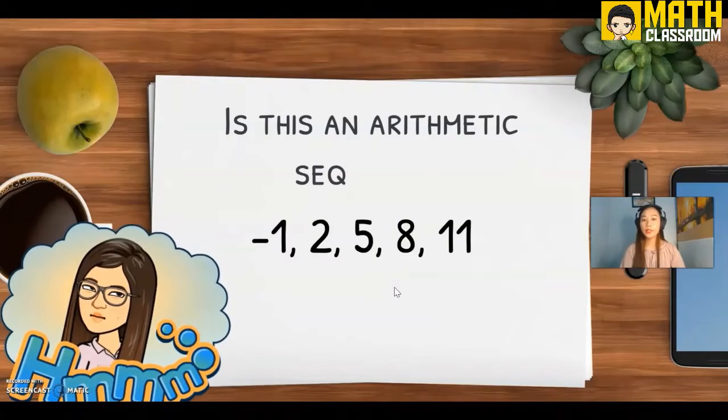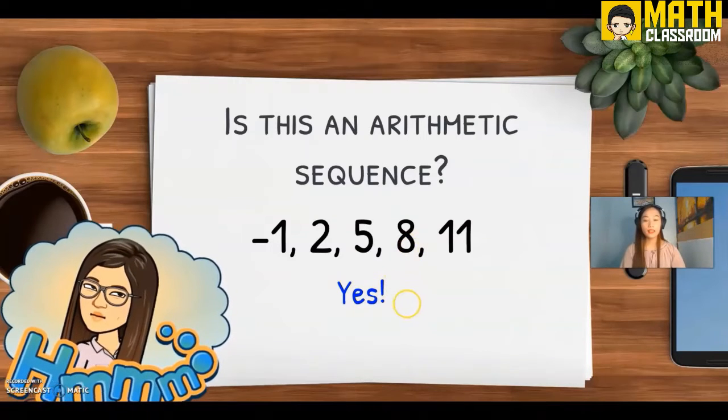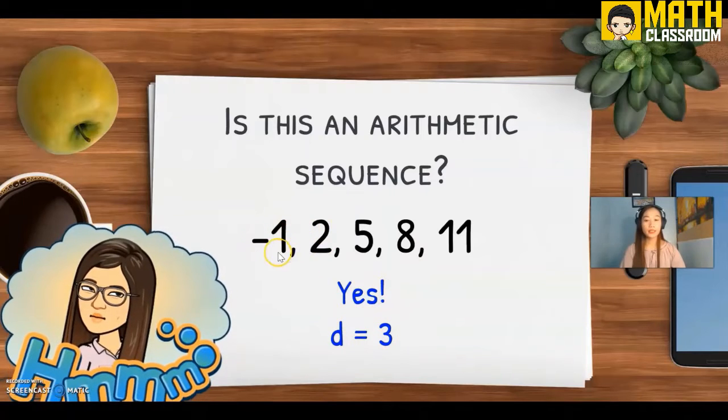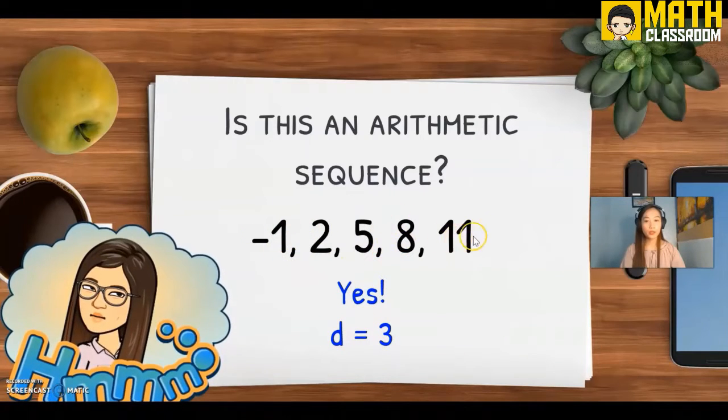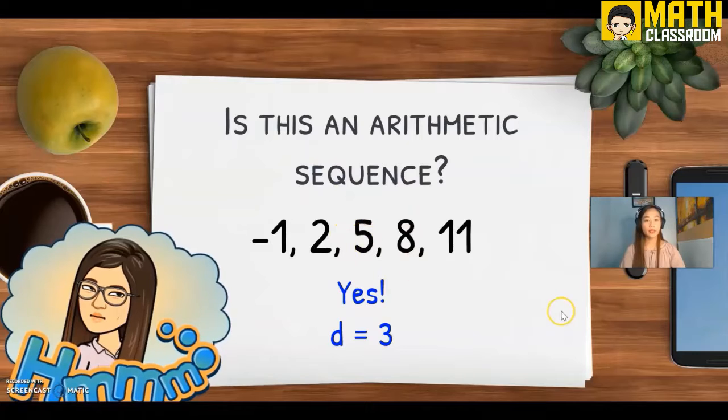Okay, is this an arithmetic sequence or not? Yes, it is, because the common difference that we got is 3. All the differences that we got from the previous solutions were all 3. Therefore, we can call this an arithmetic sequence.